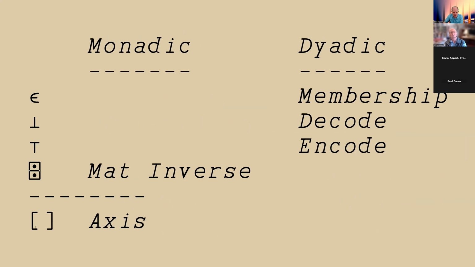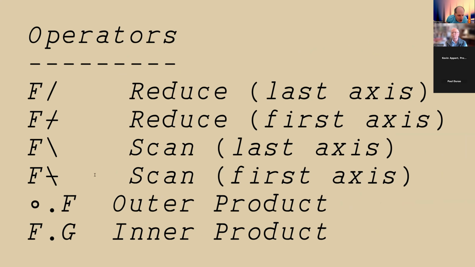There's membership tests, there's the ability to encode and decode in different bases. Matrix inverse is interesting. Remember we were talking about composition before. You've got the divide operation inside of a box to highlight that it has a correspondence to divide alone as a monadic operation, which is a numerical inverse. Well, this is the matrix inverse. And there's a whole elaborate thing with axes that I'm not going to talk about.